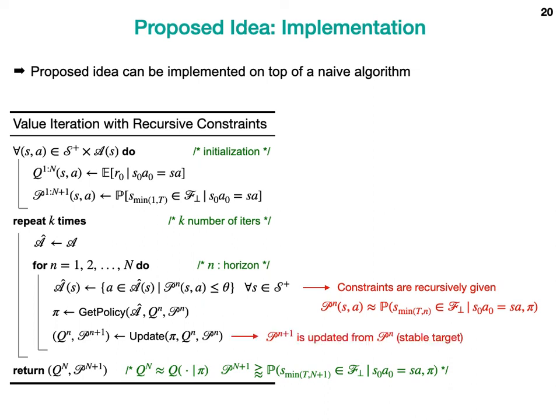Another major difference is that the P array in the next horizon is updated from the P array in the current horizon, which serves as a stable target. Regarding the stable target, I'd like to mention that the P1 array is already accurate, so we don't need to update P1 anymore, and each P_n array is updated only at the previous horizon.